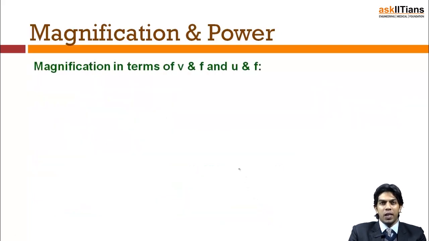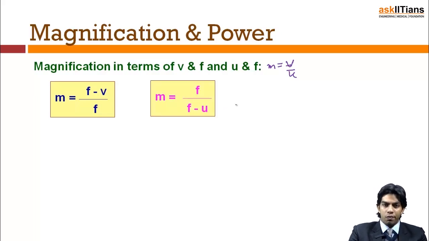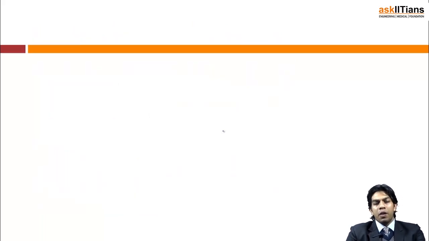Now, magnification, obviously I can play along with that now that I have the lens formula. In the magnification expression m equals V by U, I can substitute U in terms of V and F, or V in terms of U and F. So I end up getting two other alternate expressions for that. The power of a lens is basically its ability to bend a ray of light falling on it. The amount to which I can bend the light depends on the reciprocal of the focal length. It is measured in diopters.